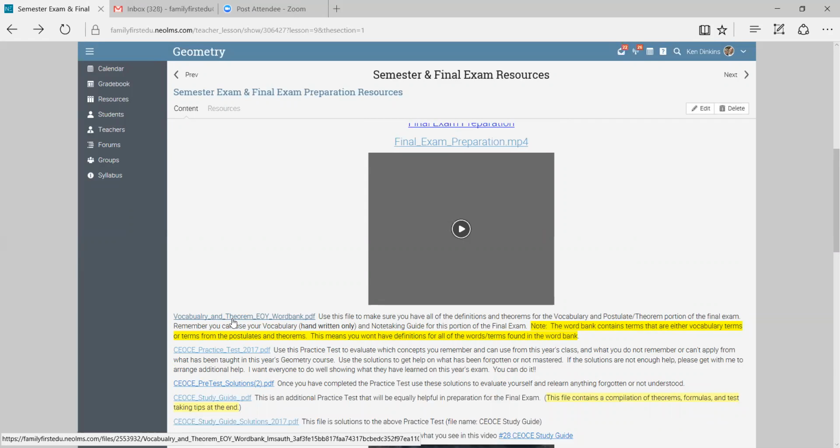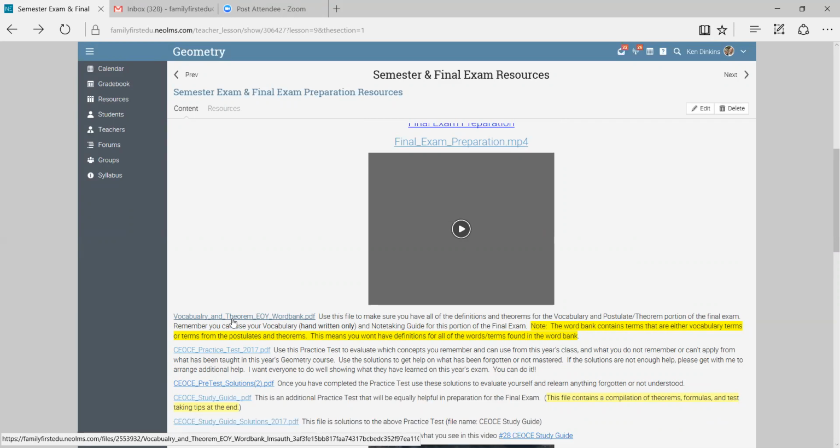So, not all the words you see in the word bank are going to be words you have definitions for, like maybe a segment or something. You might not have a definition of that. Okay, so I just have to leave that up to you to differentiate between the two.